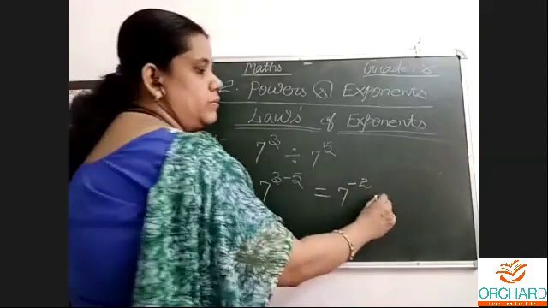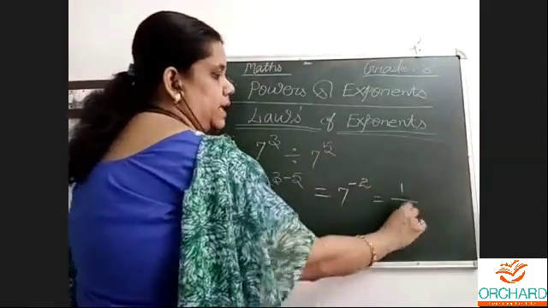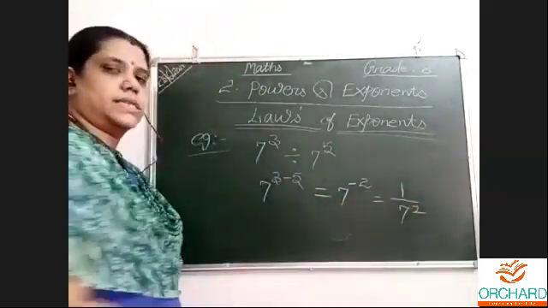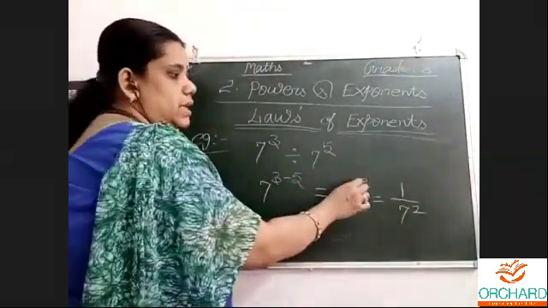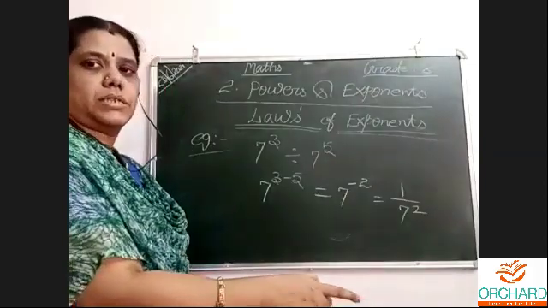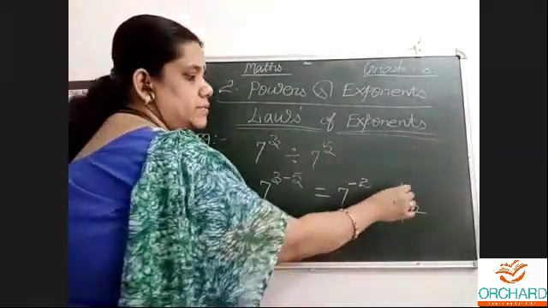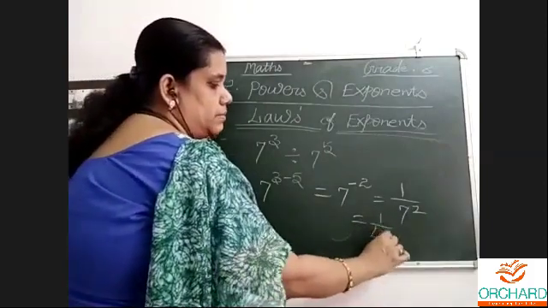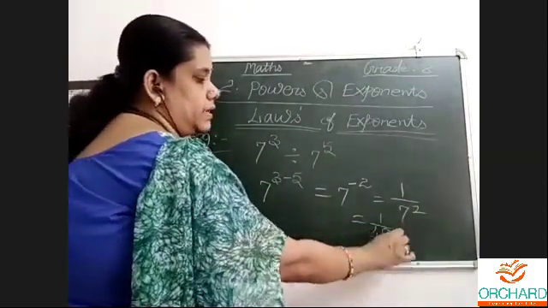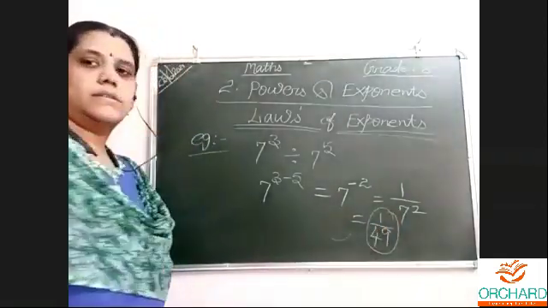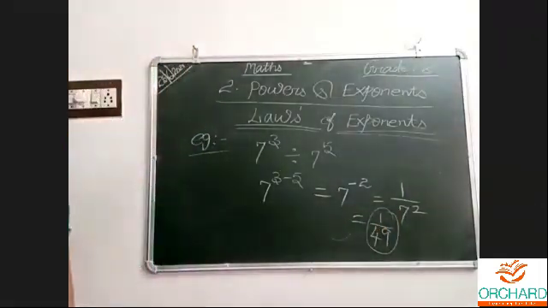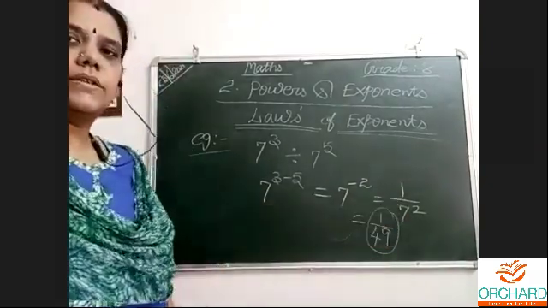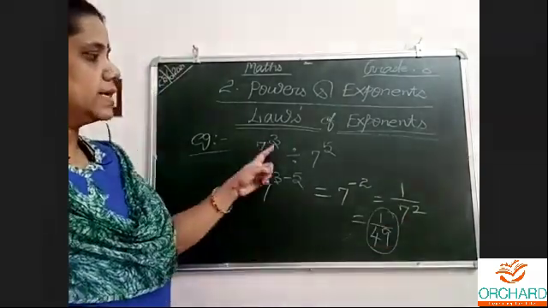Now negative power, what we told? 1 by 7 power 2. According to the laws, it is like this. The inverse thing will go down and the power will become positive. Now 1 by 7 power 2, that is 1 by 7 sevens are 49. 1 by 49. This is the answer. Exponential form means we can stop here. Value means here. So like this way.